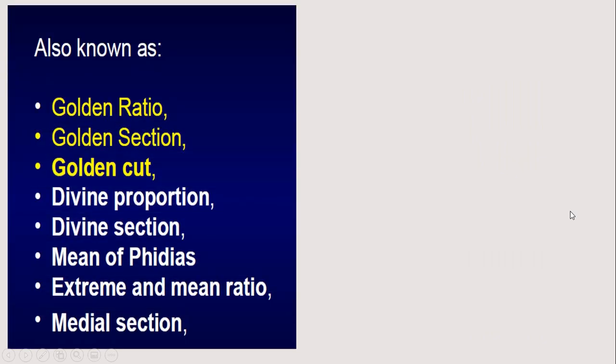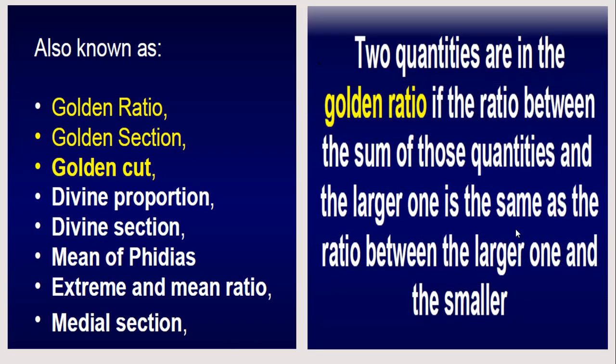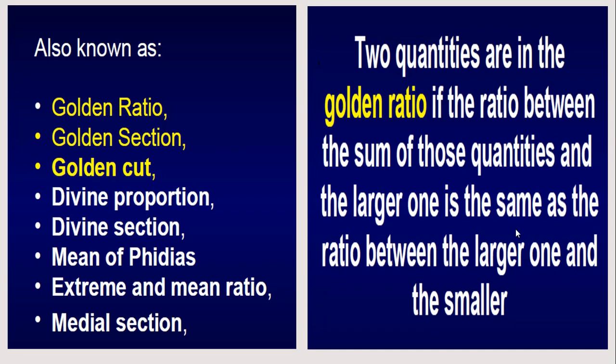It is also known as golden ratio, golden section, golden cut, divine proportion, divine section, mean of Phidias, extreme and mean ratio, medial section. So two quantities are in the golden ratio if the ratio between the sum of those quantities and the larger one is the same as the ratio between the larger one and the smaller.